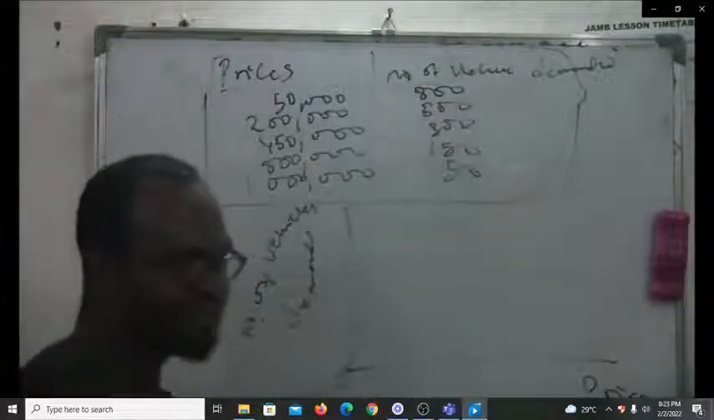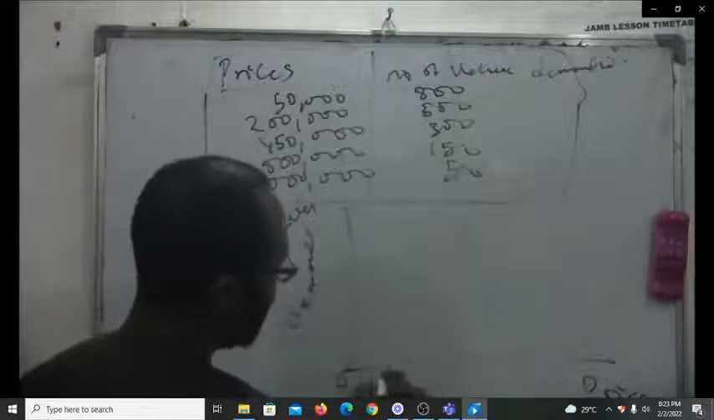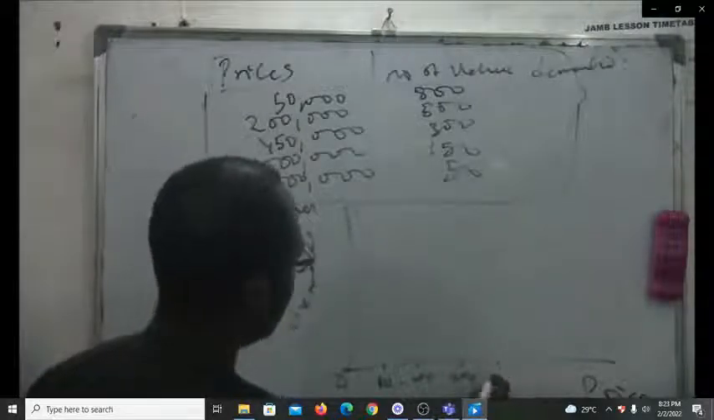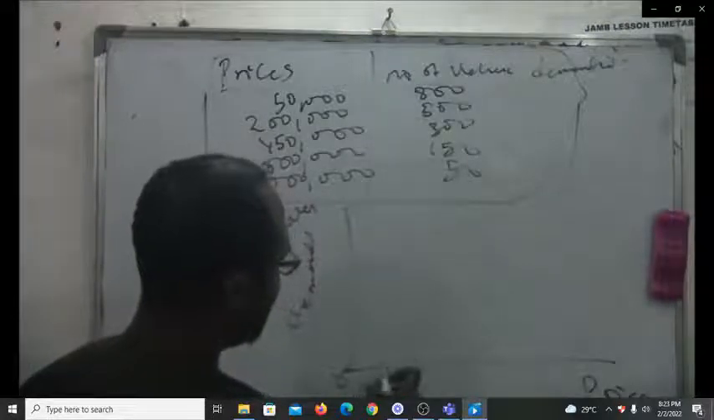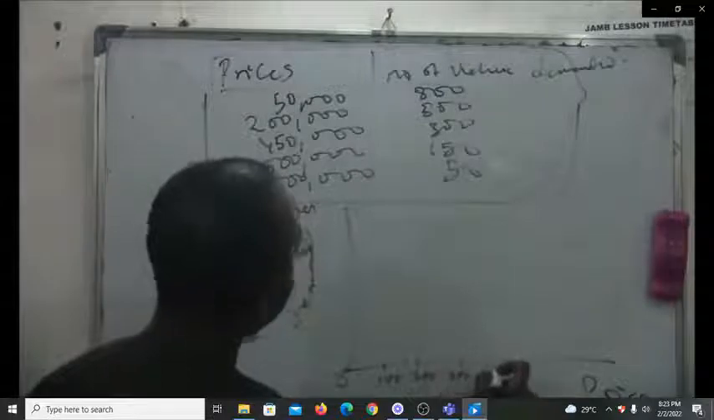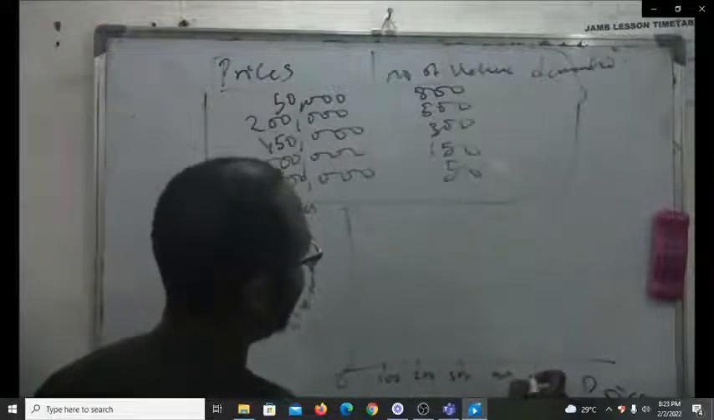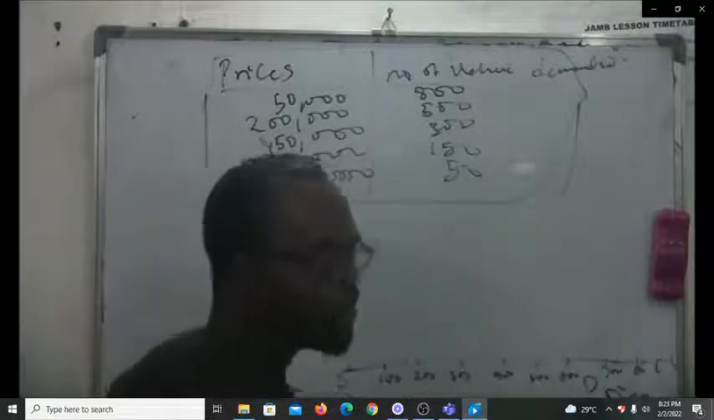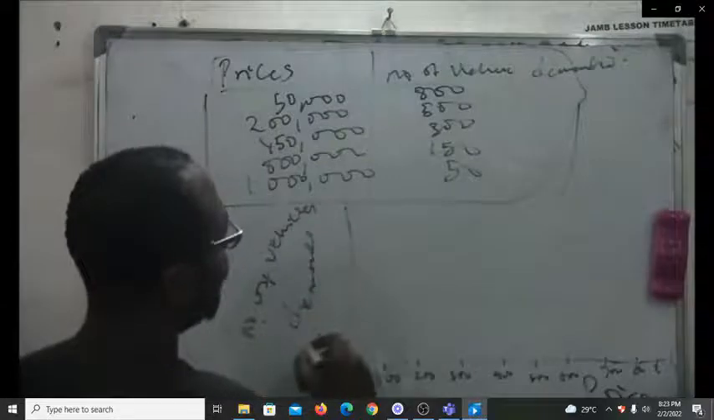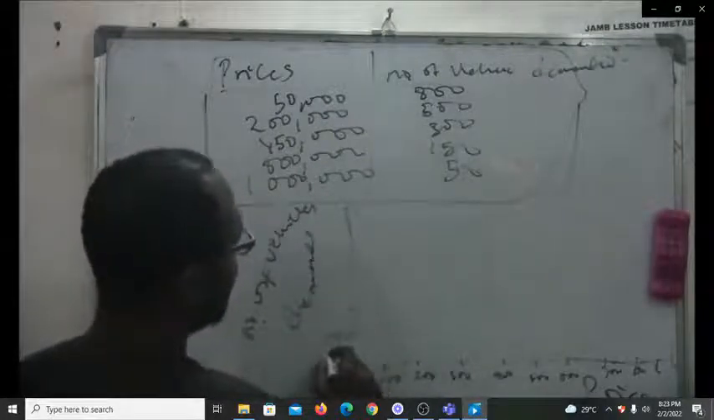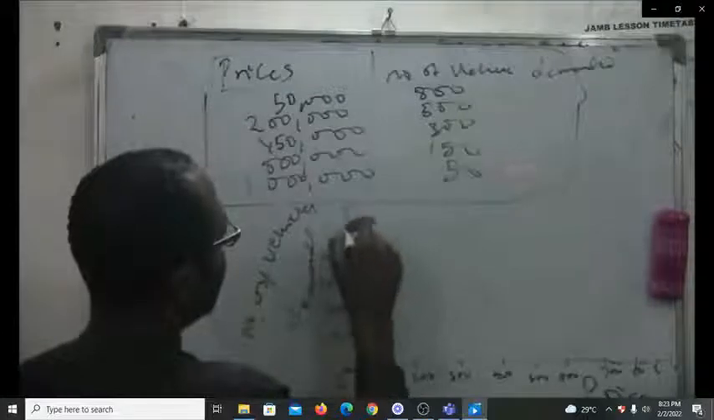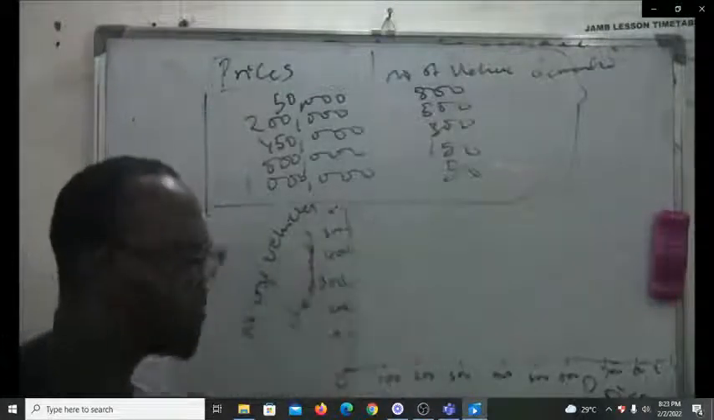Then we have zero here. What are the prices we have? Let's say we have 100, 200, 300, 400, 500, 600, 700, 800, 900, 1000. Then what are the numbers we have? We have 50, we have also 100, 200, 300, 400, 500, 600, and so on.